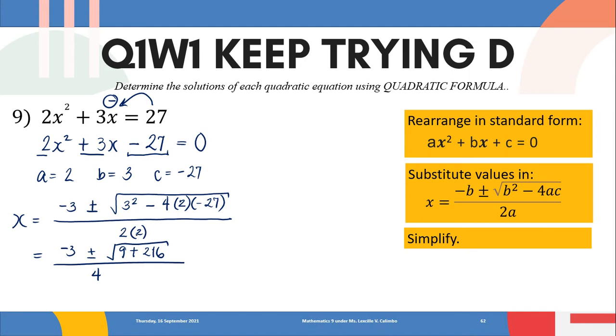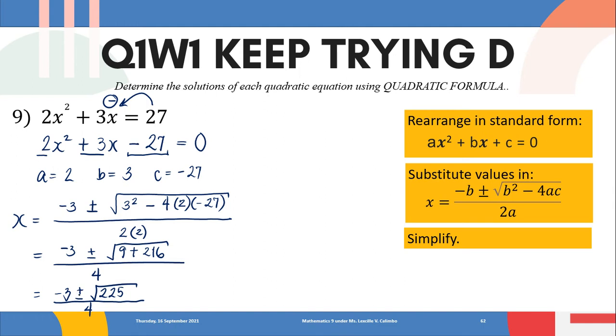We can simplify this further. 9 plus 216 is just equal to 225. Yes. So we just write here negative 3 plus 225, the square root of 225. Let me replace this with the correct sign. That's plus or minus. All over 4.